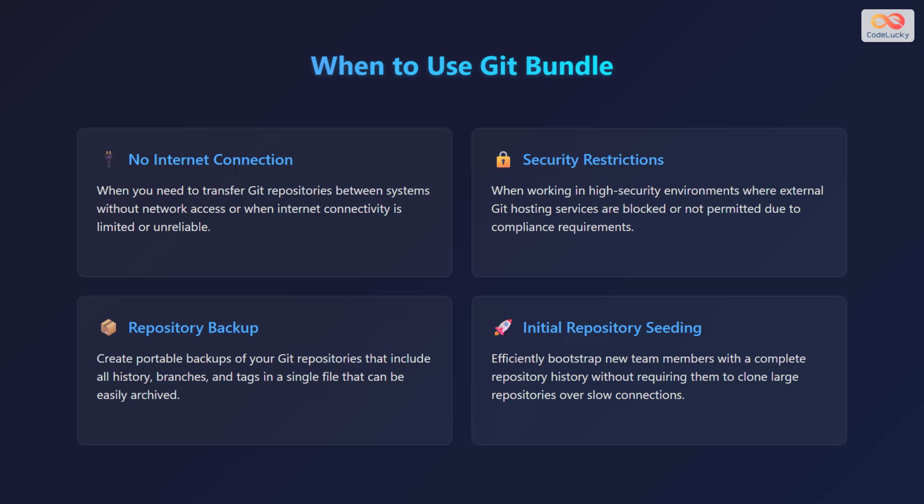Third, create portable backups of your Git repositories that include all history, branches, and tags in a single file that can be easily archived. Finally, it efficiently bootstraps new team members with a complete repository history without requiring them to clone large repositories over slow connections.